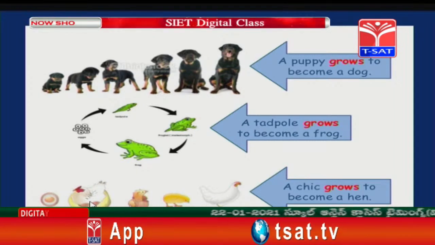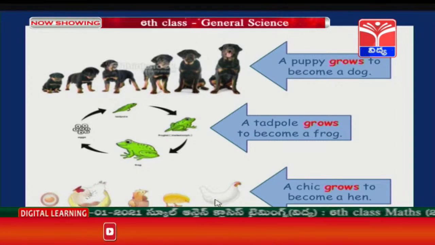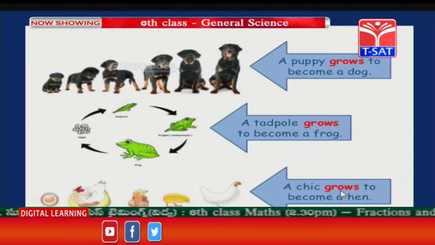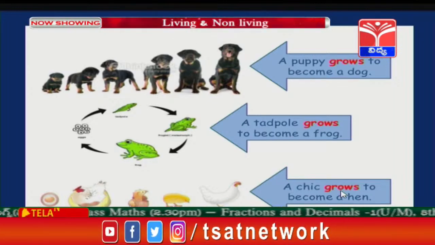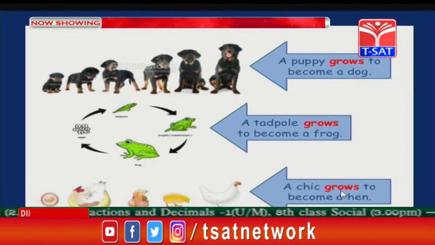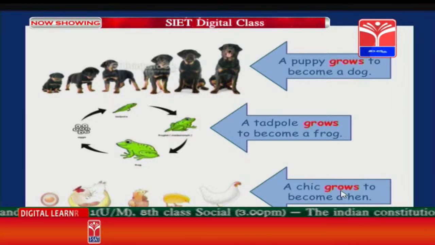From this egg, a chick will come. This chick slowly develops into a hen, isn't it so? So, here also growth is observed. By this you can say that growth is a characteristic feature of all living things.